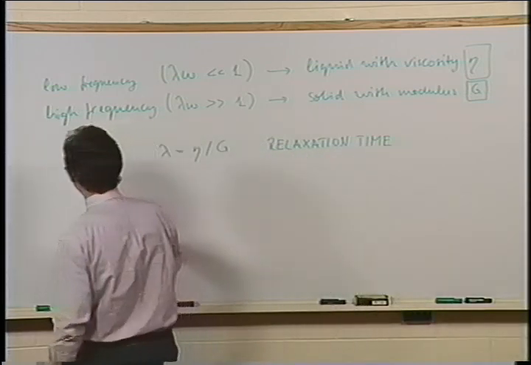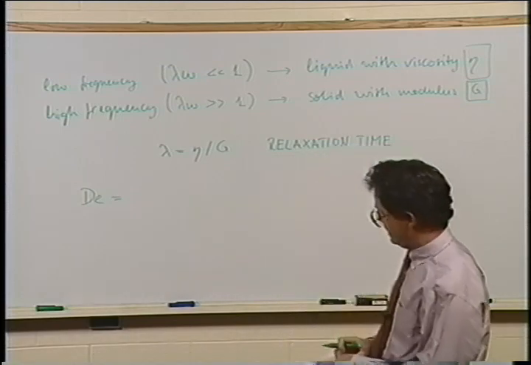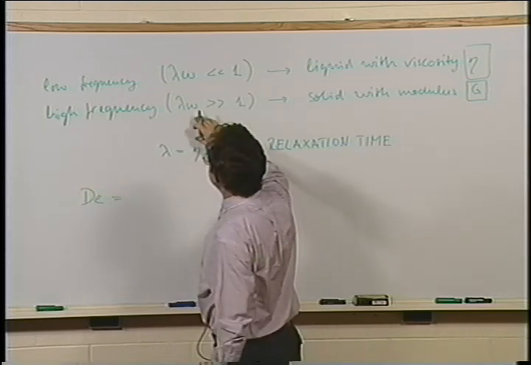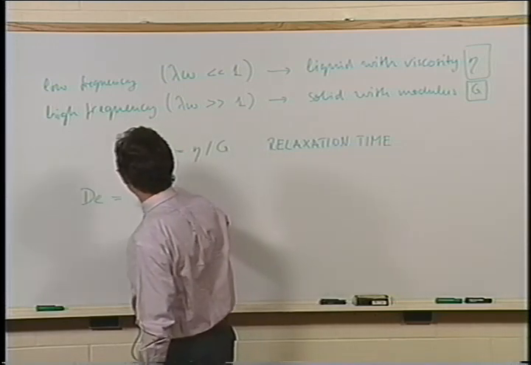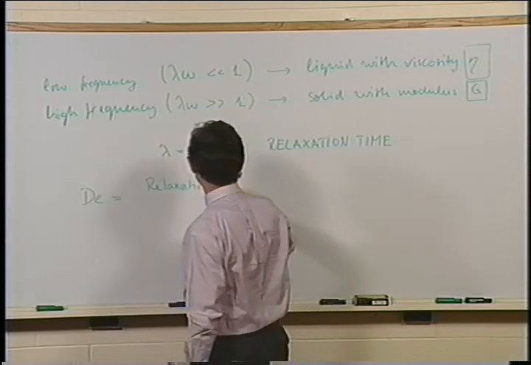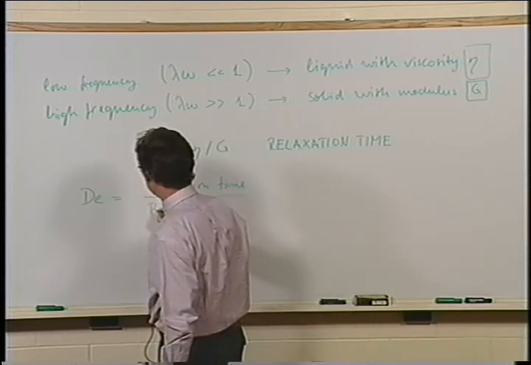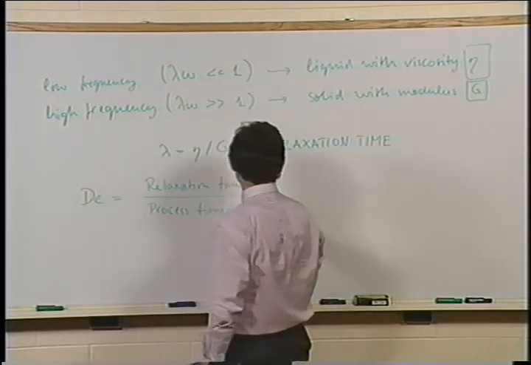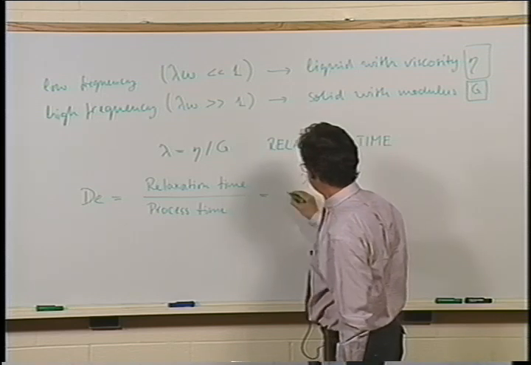And you could define the Deborah number for this experiment. That's the objective of this whole derivation. And the Deborah number is given by the ratio of the relaxation time to the characteristic process time. And what is that in our case? The relaxation time is lambda, given as the material property.